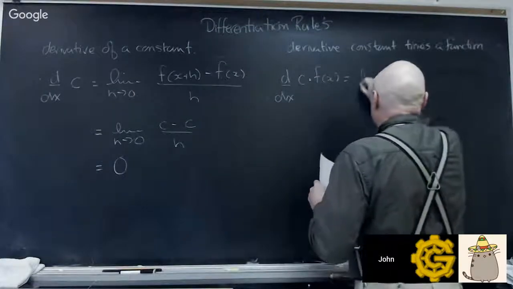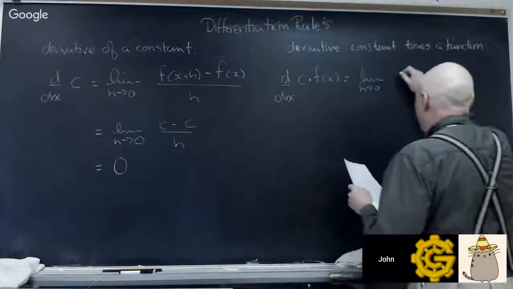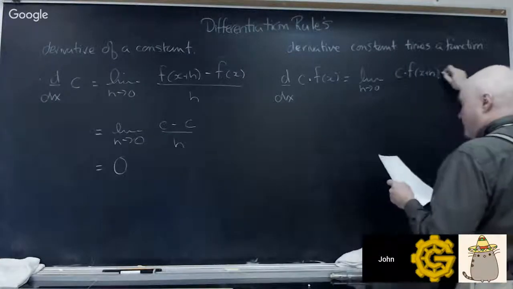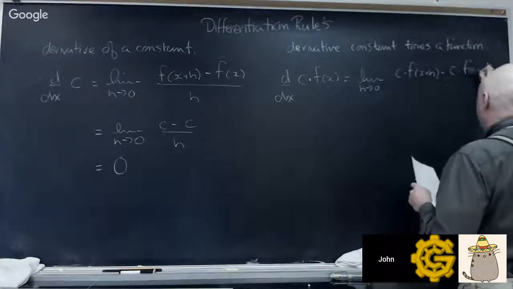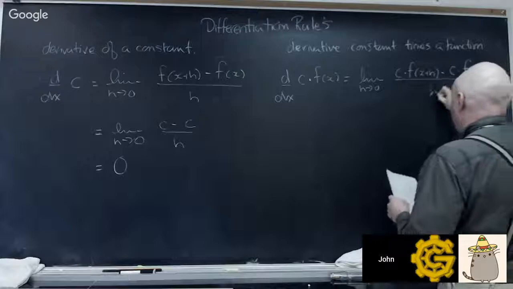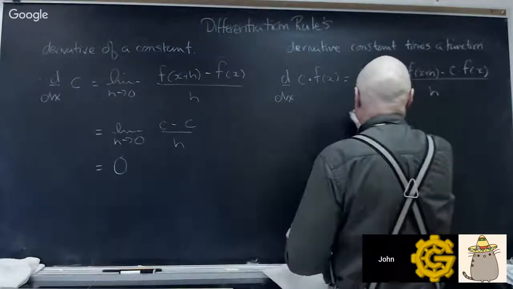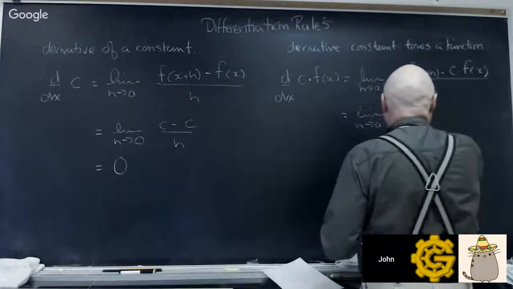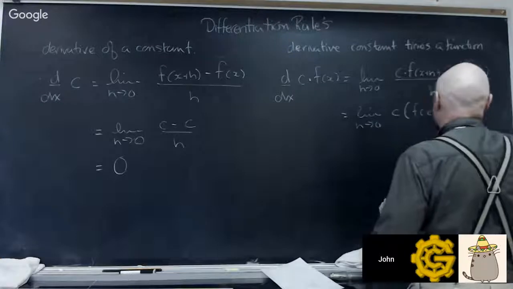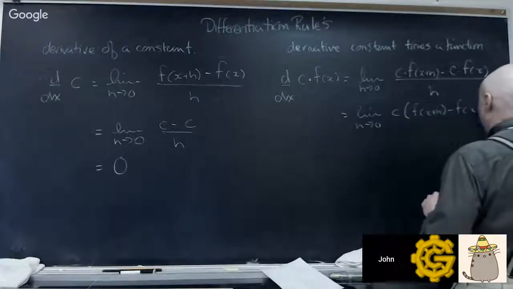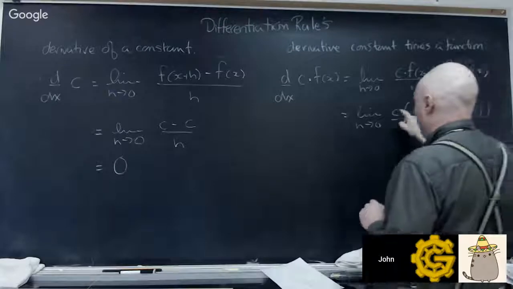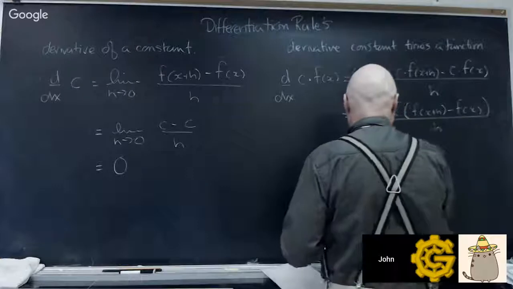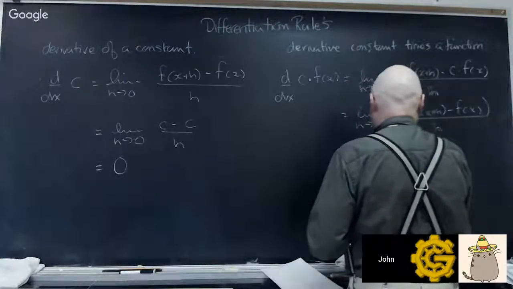So this is just equal to the limit as h goes to 0 of c times f at x plus h minus c times f at x all over h. Okay, now we can factor a c out of here, and you know what's coming next. So this is c times f at x plus h minus f at x all over h, and then we can use our limit rule: the limit of a constant times a function is just equal to the constant times the limit.